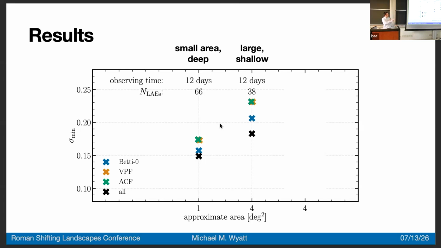We can compare this to the larger, shallower survey, which is again the same observing time. And although we have a wider area, we're getting fewer Lyman alpha emitters and correspondingly less sensitivity across the board, though again the trends are very similar comparing the different statistics to one another, where the Betti curve outperforms the other 2 statistics and the combination of the 3 outperforms any individual statistic. And probably no surprise, the larger medium survey gives us better constraints than the other two. And in this case, at least in absolute terms, the statistics perform more similarly to one another.